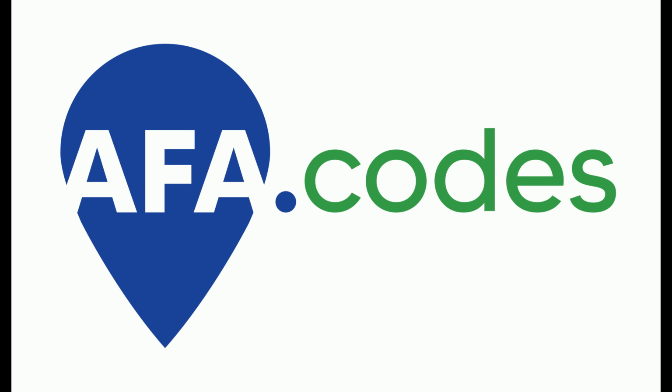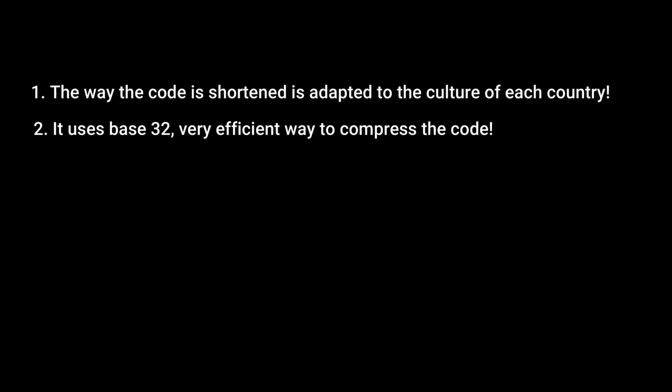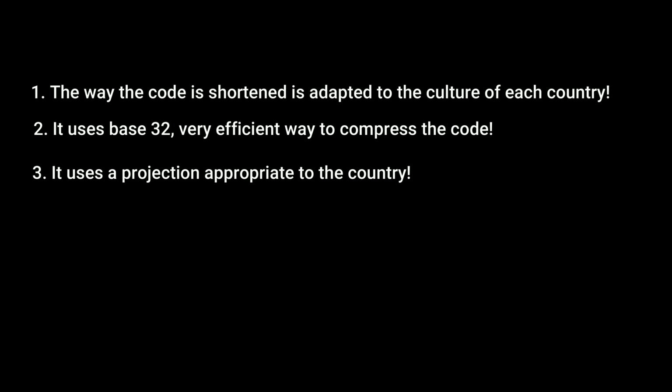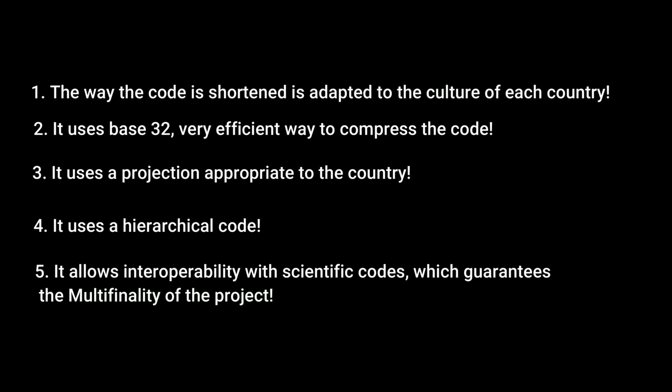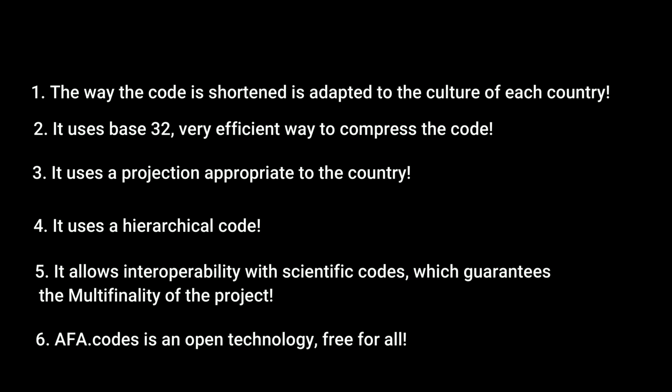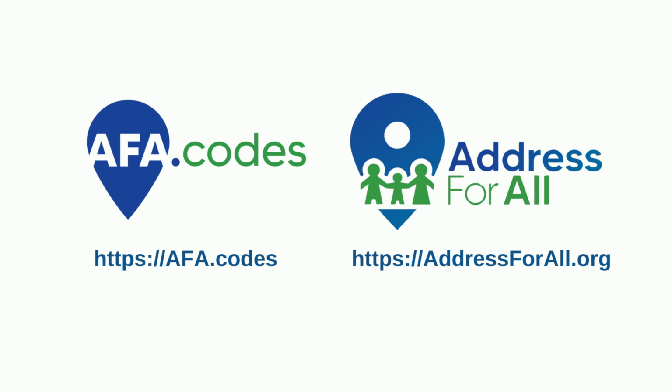Let's highlight the 6 advantages of the AFA.codes methodology. 1. The way the code is shortened is adapted to the culture of each country. 2. It uses base 32, very efficient way to compress the code. 3. It uses a projection appropriate to the country. 4. It uses a hierarchical code. 5. It allows interoperability with scientific codes, which guarantees the multifinality of the project. 6. AFA.codes is an open technology, free for all.